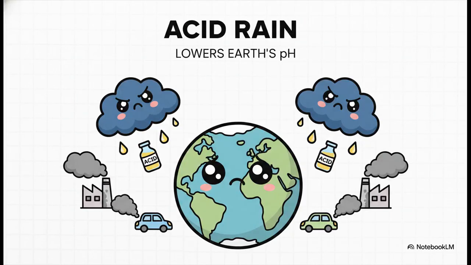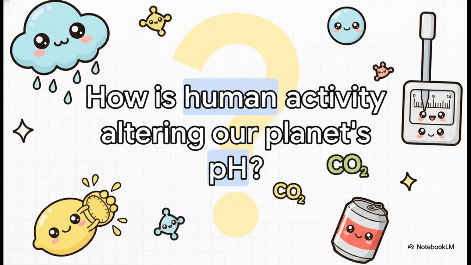Let's zoom out for a second and look at the whole planet. We've seen how our bodies strictly regulate pH, but what about the Earth? Well, acid rain, which has a pH of 5.0 to 5.5, occurs when normal rain combines with sulfur dioxide or nitrogen oxides. These are emissions produced by the burning of power plants and automobiles. So through pollution, human activity is actively lowering the pH of our environment, pushing it further down into the acidic zone. Which leaves us with a massive question to chew on.